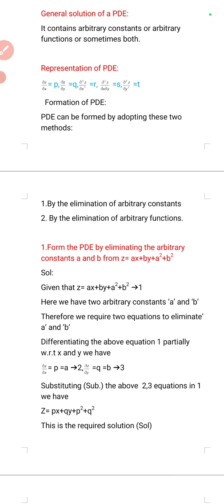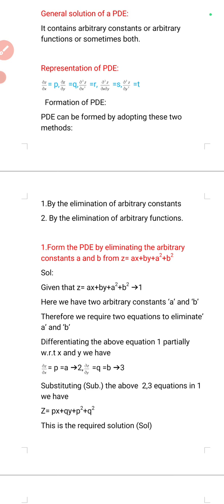He has asked us to form the PDE, isn't it? To form a nice partial differential equation. And he has clearly stated that here the arbitrary constants are a and b. Please remove them so that you will get an equation. In any sort of question, first of all we should go through the question once or twice and make sure that we understand what is given here and what we are required to do.